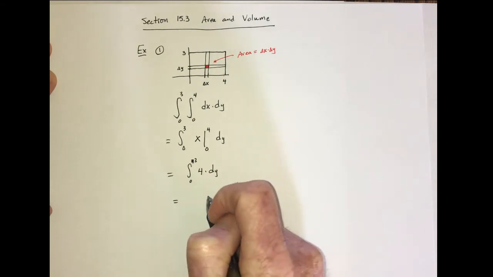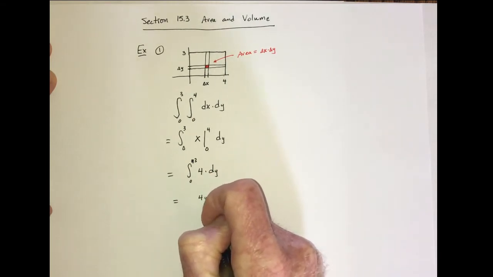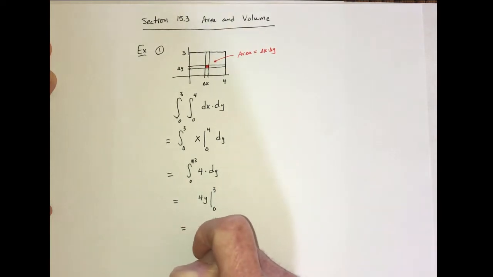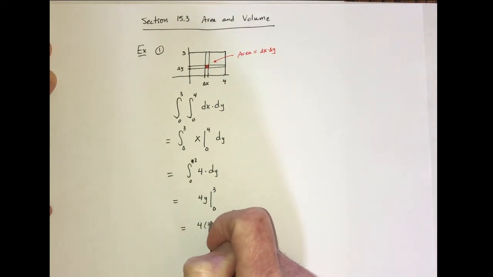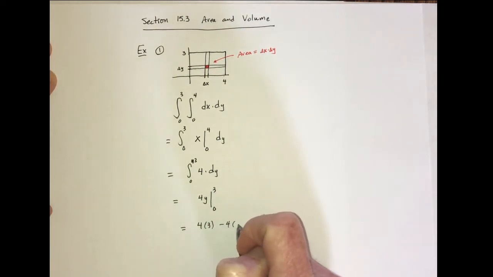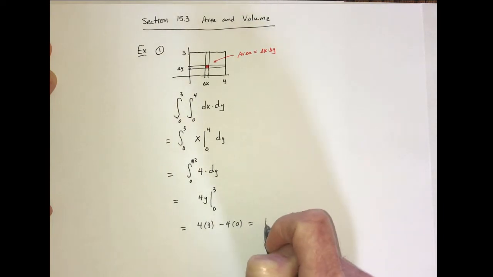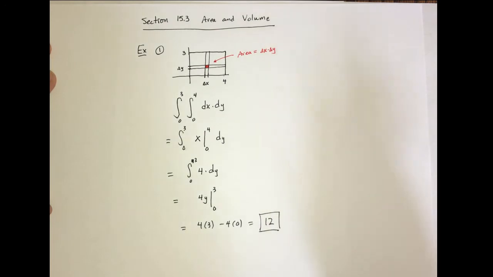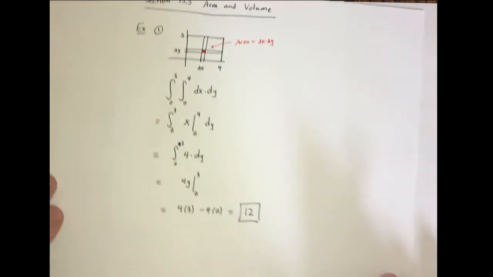And then integrate with respect to y, so that would be 4y evaluated from 0 to 3. And then that would be 4 times 3 minus 4 times 0. And through the power of calculus, I found that the area of the rectangle is 12. All right, that was fun. Now let's try one that's a little more challenging.